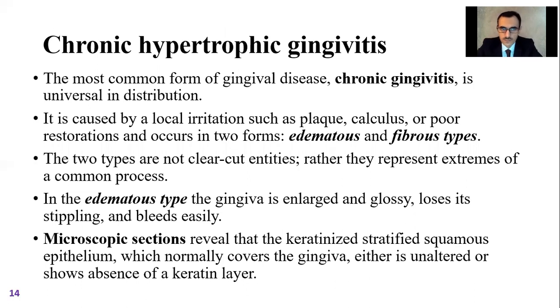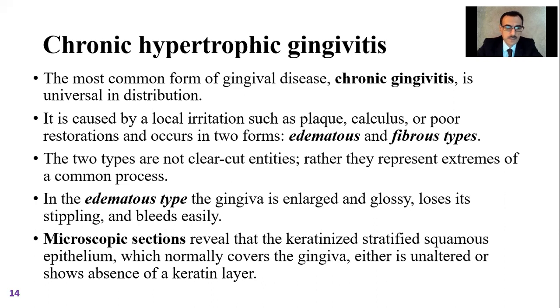The most common form of gingival disease, chronic gingivitis, is universal in distribution. It is caused by local irritation such as plaque, calculus, or poor restoration, and occurs in two forms, the edematous and fibrous types.